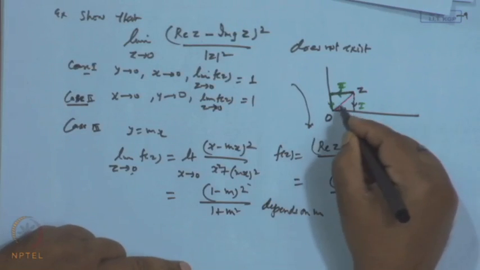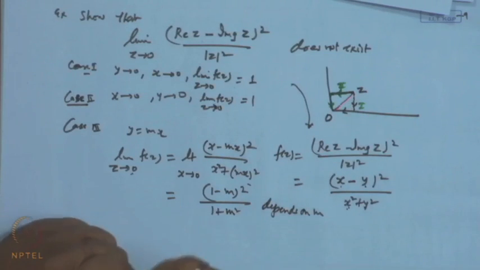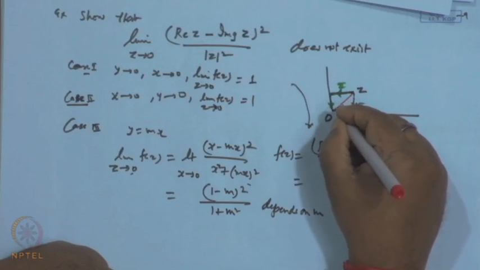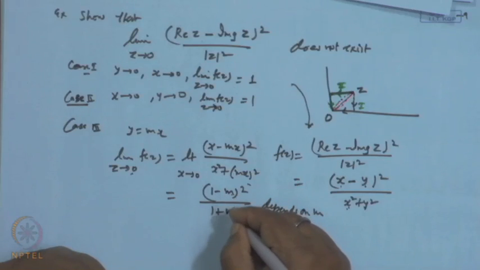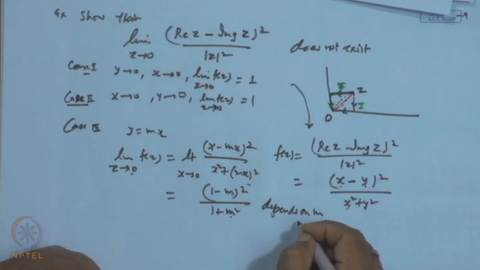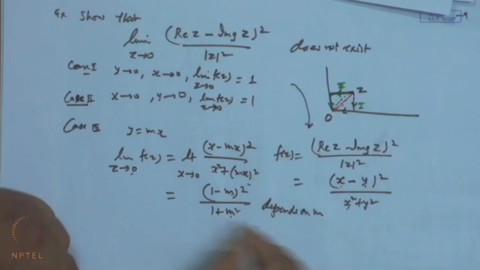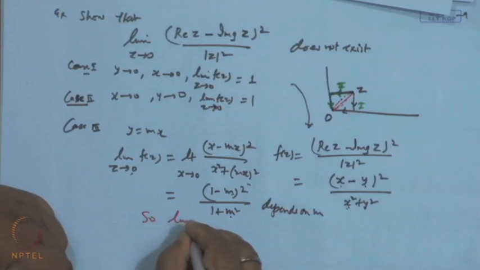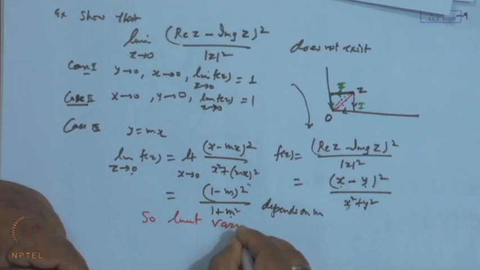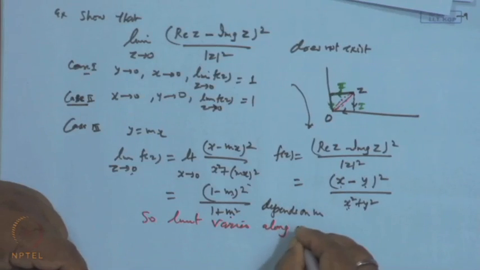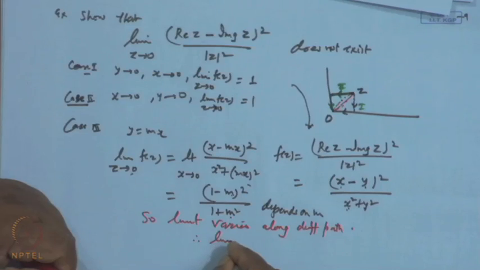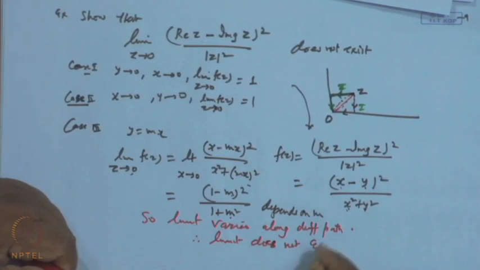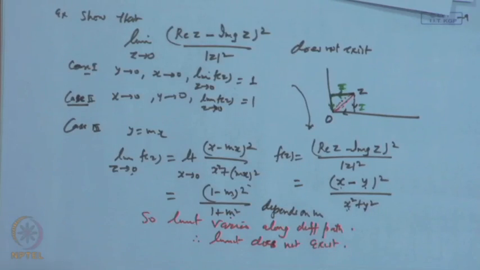So it means if I change the slope of this line, say this line, then the limit along this line and this line differs, because it depends on m. Therefore, the limit varies along various paths. So, the limit does not exist. Limit varies along different paths. Therefore, the limit does not exist. Okay. So, that is what it is.